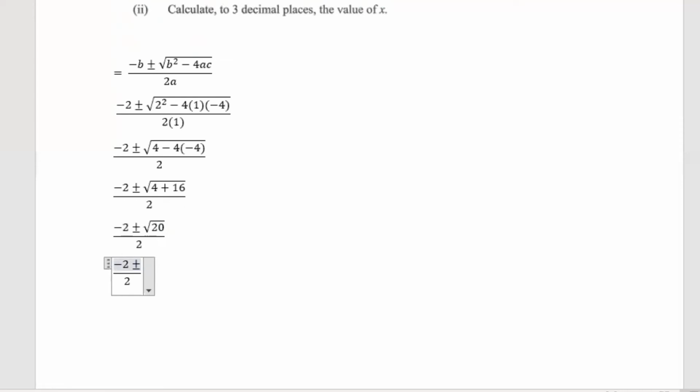that will be 4.47, let's put it 4.4721. So it is this that we're now going to split into two to determine the two possible values for x. One being 2 plus 4.4721. So this is our first x value.